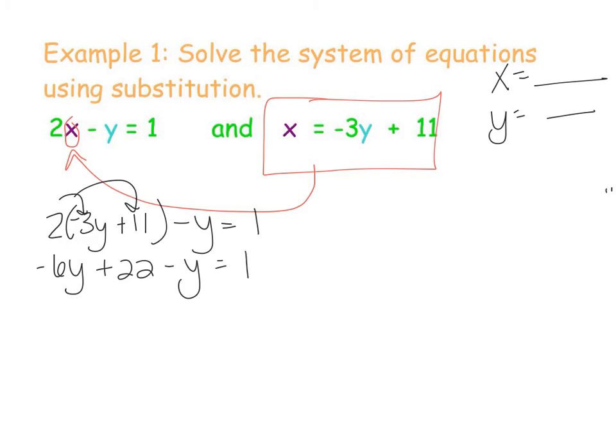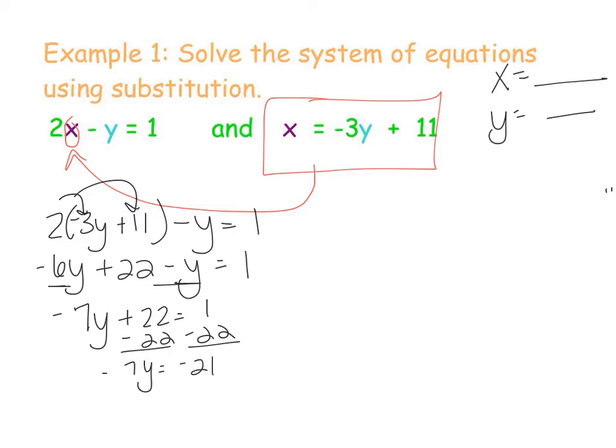Now it looks like I can combine like terms. I have negative 6y and negative 1y. So let's combine, make that negative 7y plus 22 equals 1. Now I can take away 22 on both sides, so that I end up with negative 7y equals negative 21. I can divide by negative 7 on both sides, and I find out that y equals 3.